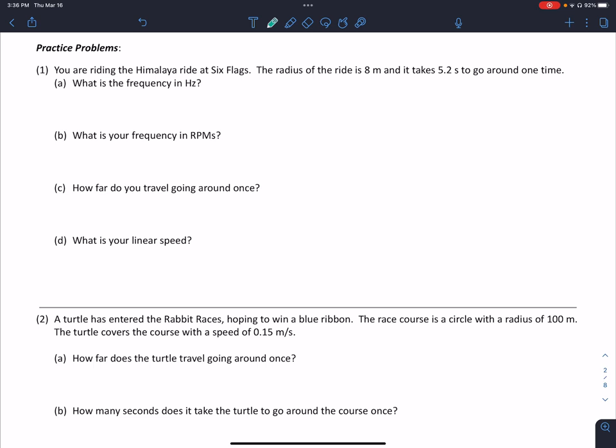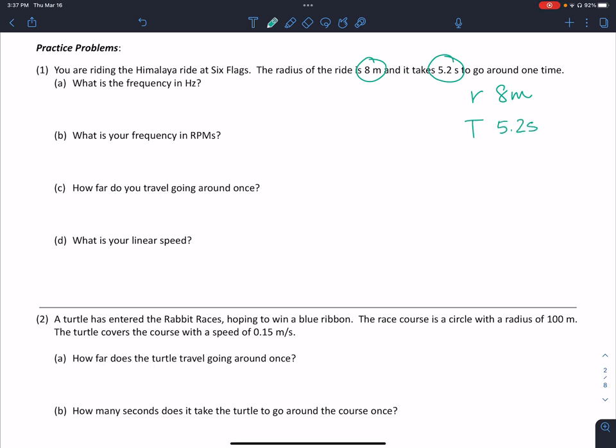I've got 2 here we're going to look at. You're riding the Himalaya ride at Six Flags. The radius of the ride is 8 meters, and it takes 5.2 seconds to go around one time. So I've got a radius value of 8 meters and a period of 5.2 seconds.